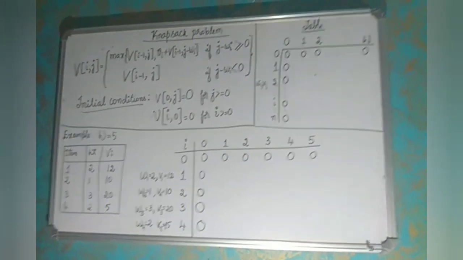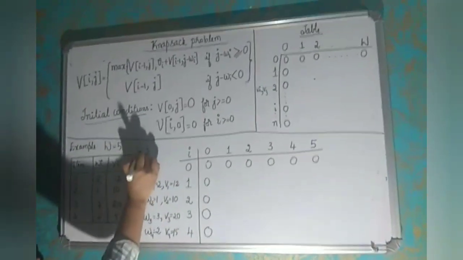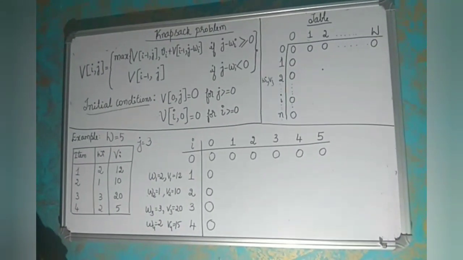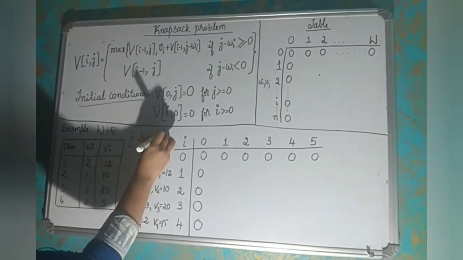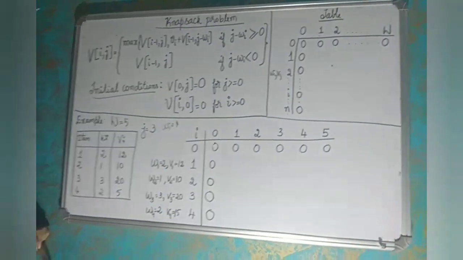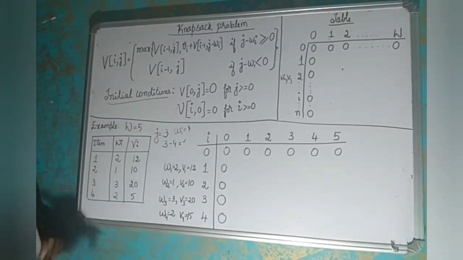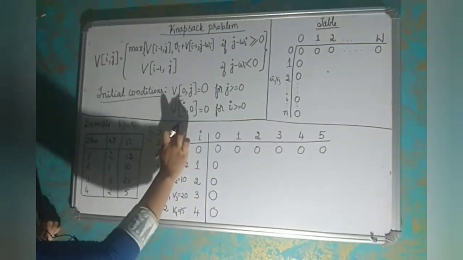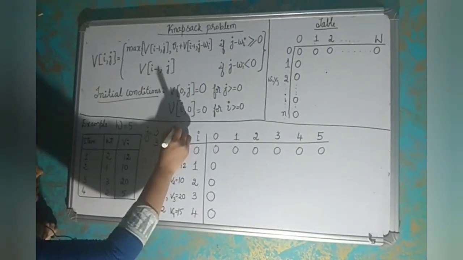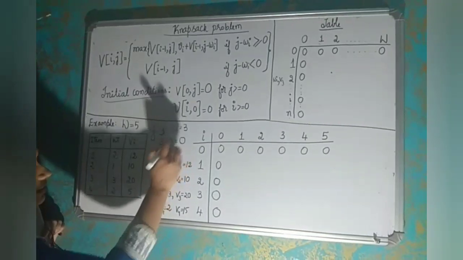Now let us take j as the capacity of the bag. Let us take j equal to 3. Now the weight of the item Wi is equal to 4. If I do 3 minus 4, that is equal to minus 1. It is less than 0. Now if I take Wi equal to 3, then 3 minus 3 is equal to 0.